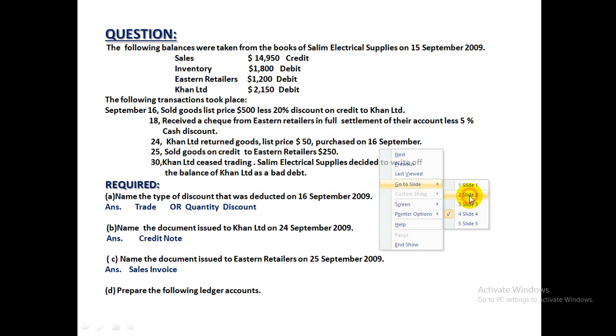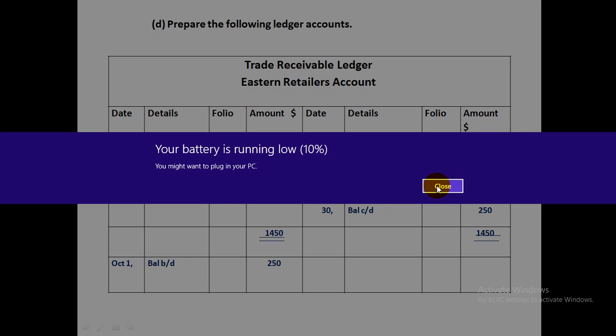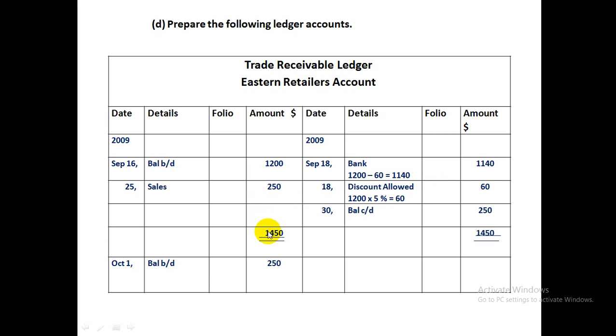Let's have a look at the third transaction. What was the third transaction? Sold goods on credit to Eastern Retailers, $250. Because we had sold goods to Eastern Retailers on credit, their trade receivable account is debited. We will be entering this information here. Okay, this is the round off. Let's see the balance carried down. This is the balance carried down, rule off of their account, and the balance carried down will become the brought down balance for Eastern Retailers on the 1st of October. That's all about Eastern Retailers ledger account.